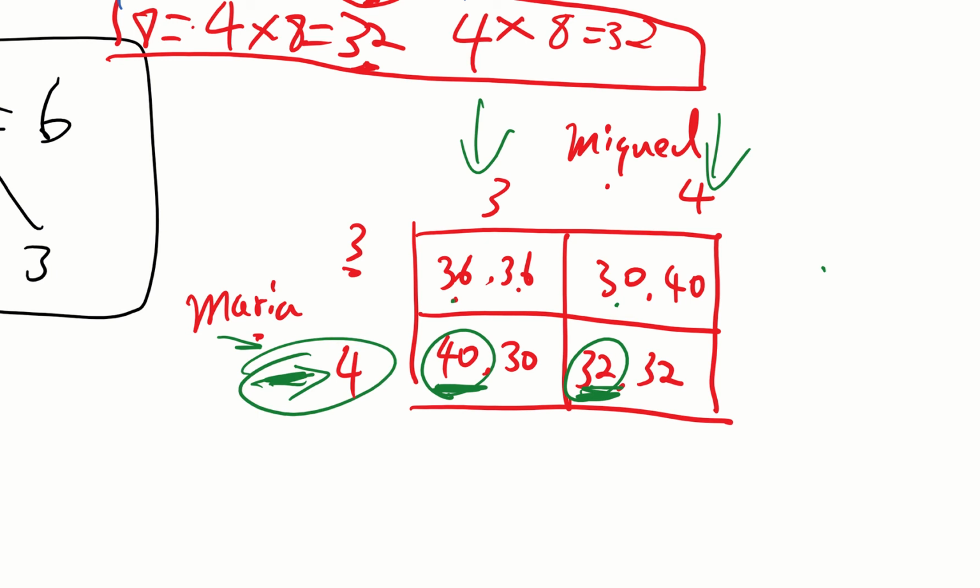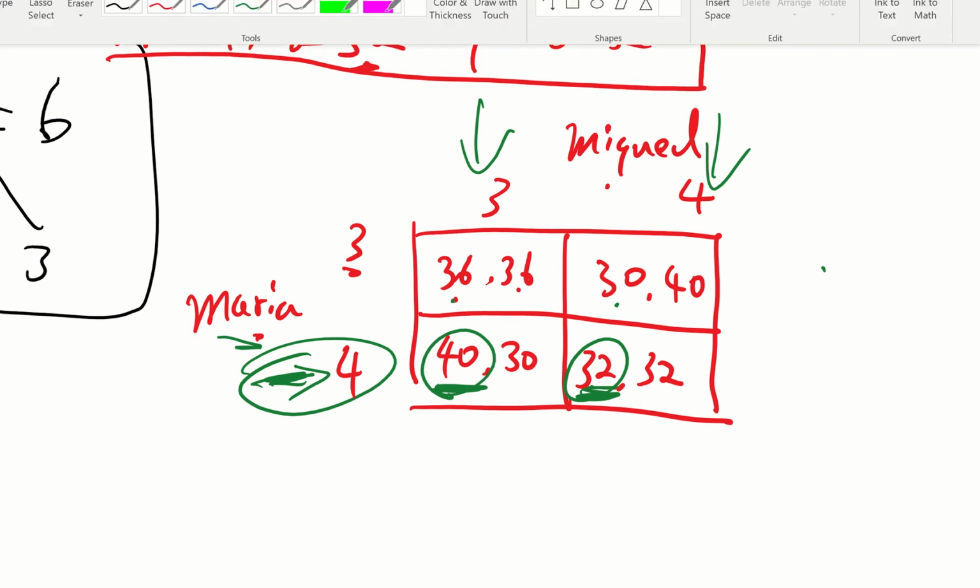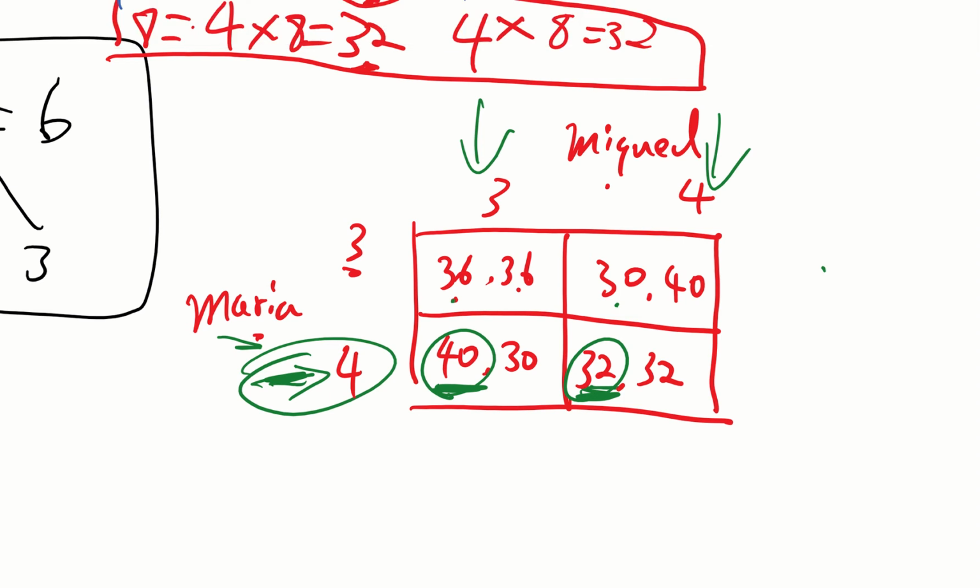And then for Miguel, there's the same information. Miguel also has a dominant strategy. So if I use a different color, there's so many colors here. By the way, if anybody here is colorblind, I'm sorry. Okay. All right. So if Maria does 3, what should Miguel do? Look at the second number here. If Miguel does 3, he will have 36. Miguel does 4, he'll have 40.